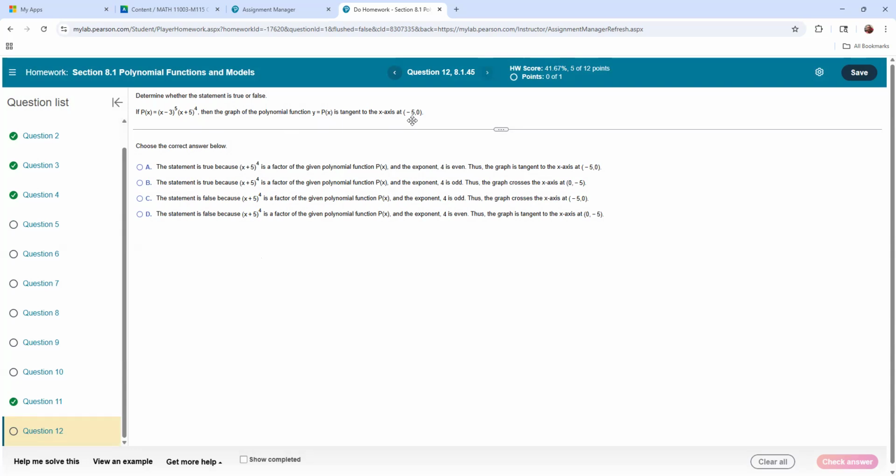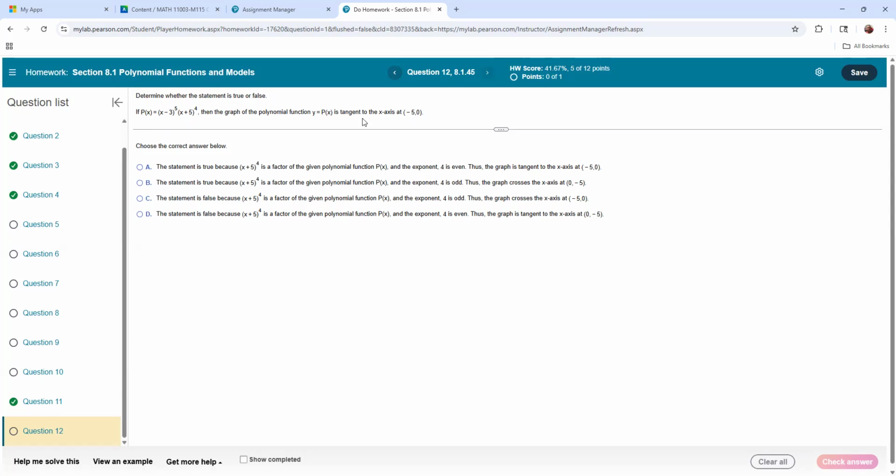So y'all let me look at this. Let's see, negative 5, if that's the 0, which of the factors did it come from? It came from the x plus 5, right? And y'all look at that. X plus 5 has an even exponent of 4 sitting there, right? So let's see. Since that 4 is even, this one's going to be tangent.